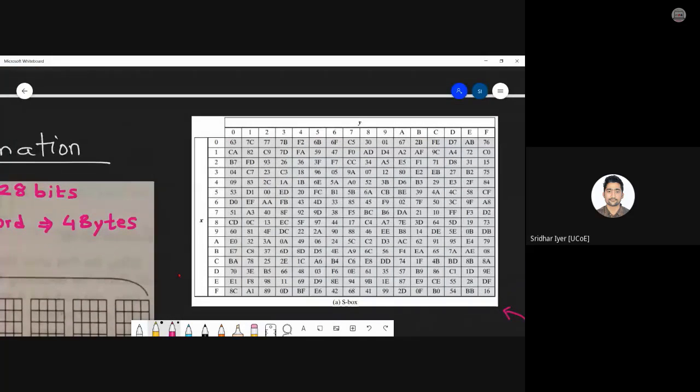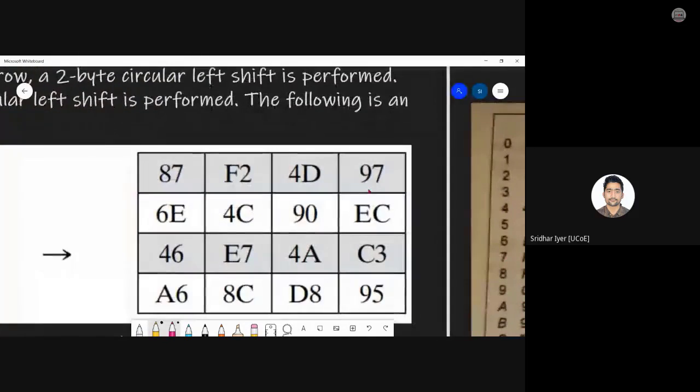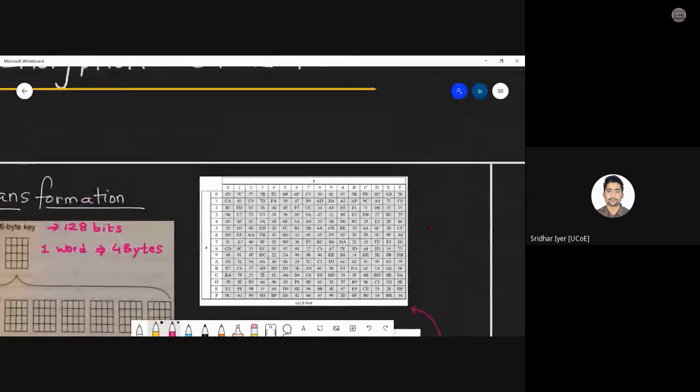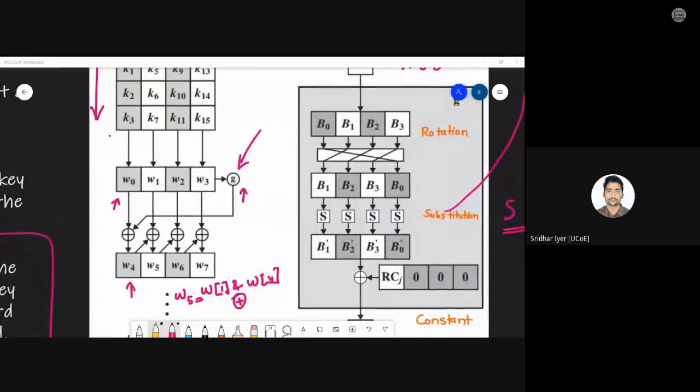Now B1 is nothing but an 8-bit value. Yes or no? It is an 8-bit value because it is a byte, right? So the first 4 bits of that byte will be used to check the row. That is, if my byte is like this, 1001 0011, the first 4 bits will be used to check the row number, and the last 4 bits will be used to check the column value. Whatever value is present at the intersection, for example, this, that value will be your B1 dash. Am I clear? Yes or no? It's very simple. I'm repeating once again.